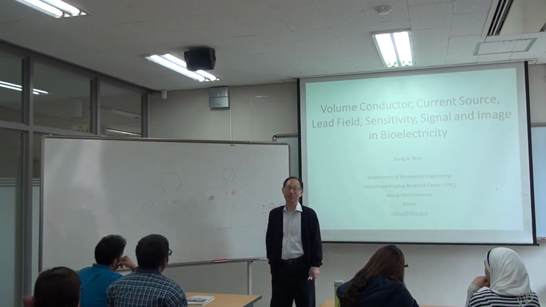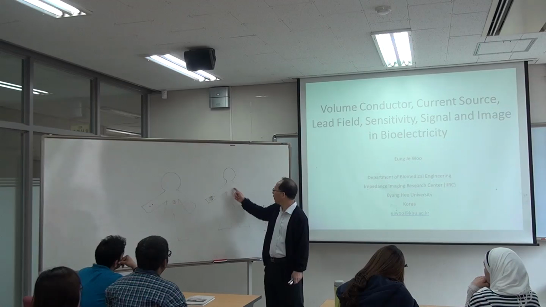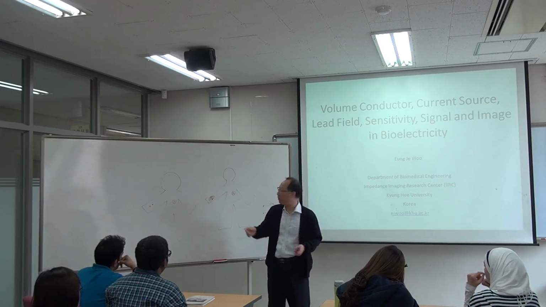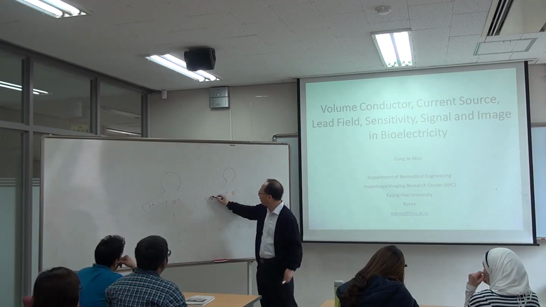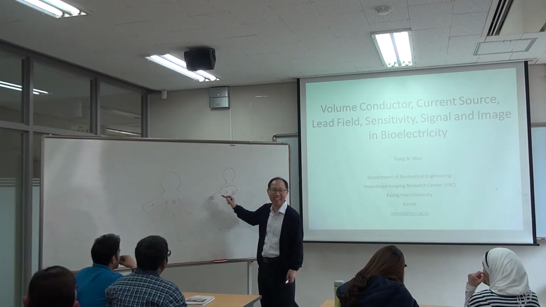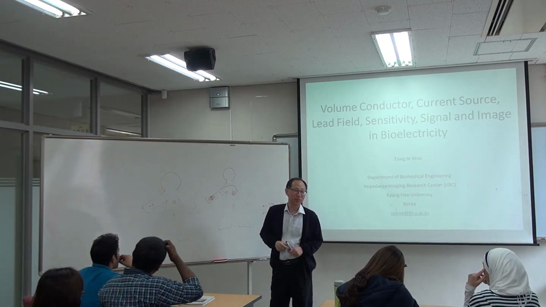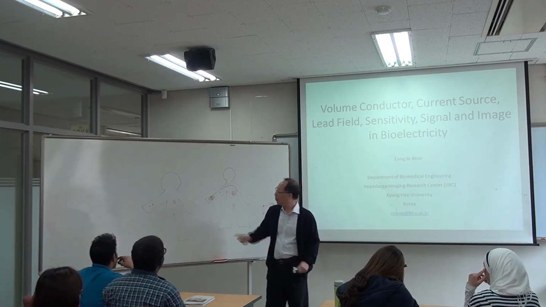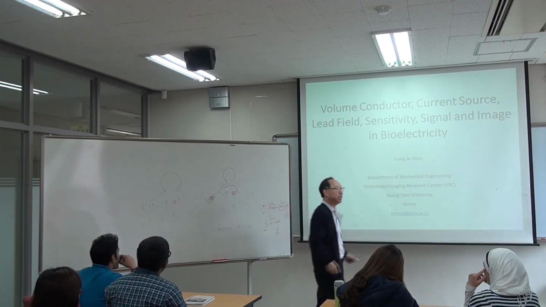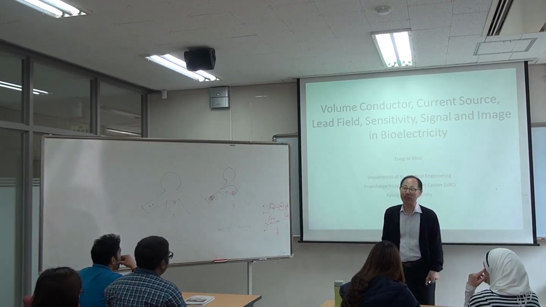How much current will flow here? If we inject current between these two, then how much current will be flowing all the way? Zero. So how much current will it be? Almost zero. Okay? So this pair of electrodes cannot see the heart.